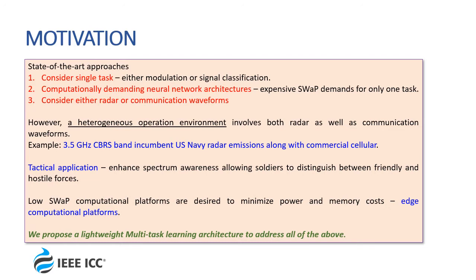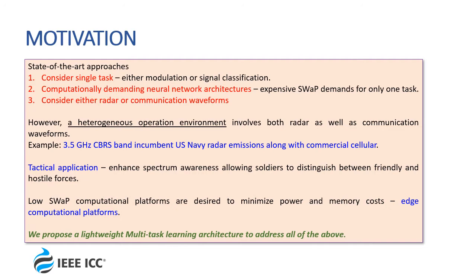Take, for example, the CBRS band, where the incumbent US Navy radar emissions must coexist with commercial cellular. So considering both radar and communication waveforms will be essential in the coming days. And for a tactical application, such signal intelligence models would enhance spectrum awareness, allowing soldiers to distinguish between friendly and hostile forces.